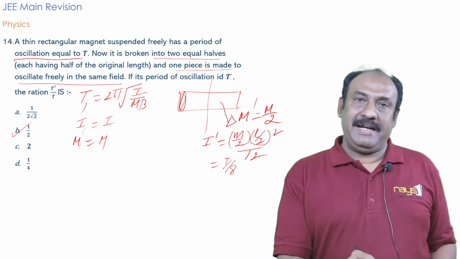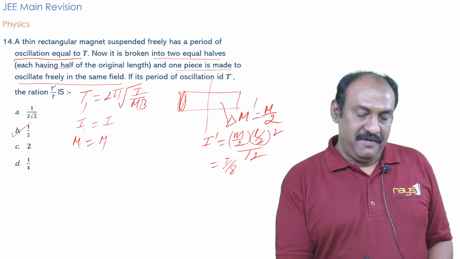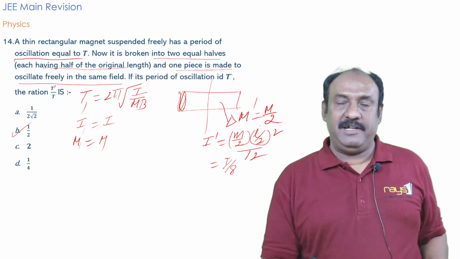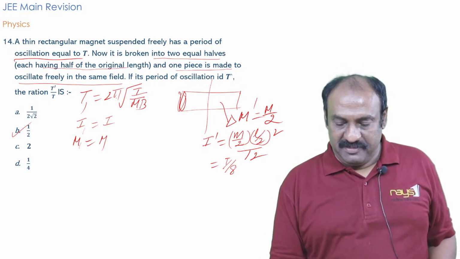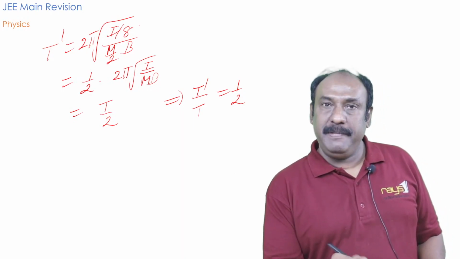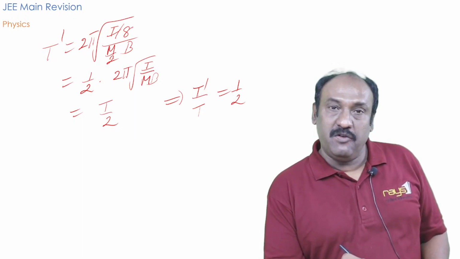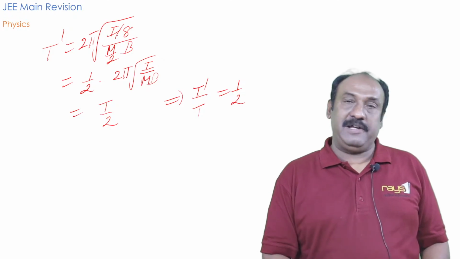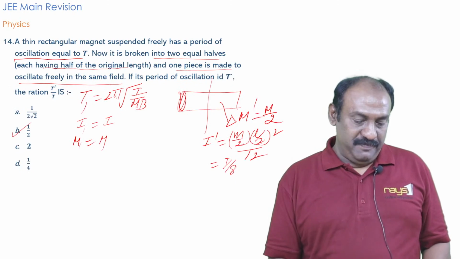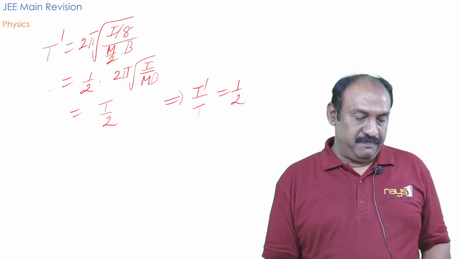So, when the bar magnet is broken into two equal halves, each having half of its original length, the magnetic moment becomes m by 2. Moment of inertia becomes I by 8. So, time period becomes 2 pi root of I by m into B. I becomes I by 8, m becomes m by 2, 2 is taken to the numerator, it is 1 by 4 under root. So, out of root it is 1 by 2. So, it is T by 2. So, T dash by T is 1 by 2. What we want, T dash by T, that is 1 by 2, is the answer for question number 14.